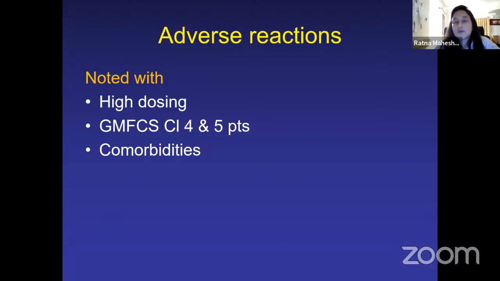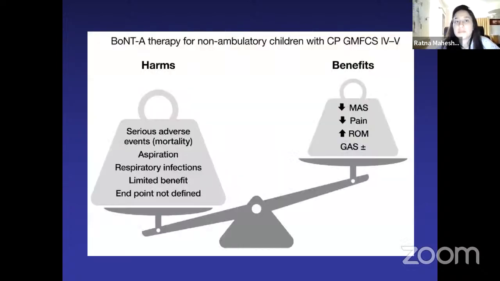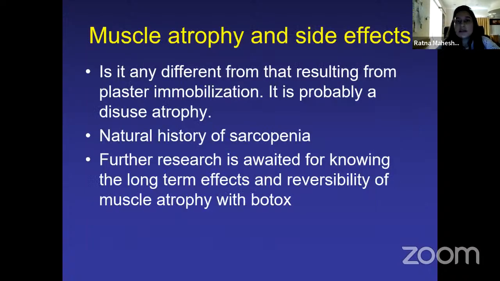Adverse reactions documented in literature are mostly with high dosing in GMFCS 4 and 5 patients with concomitant comorbidities, respiratory aspiration, infection, etc. Even mortality has been reported as a serious adverse event.